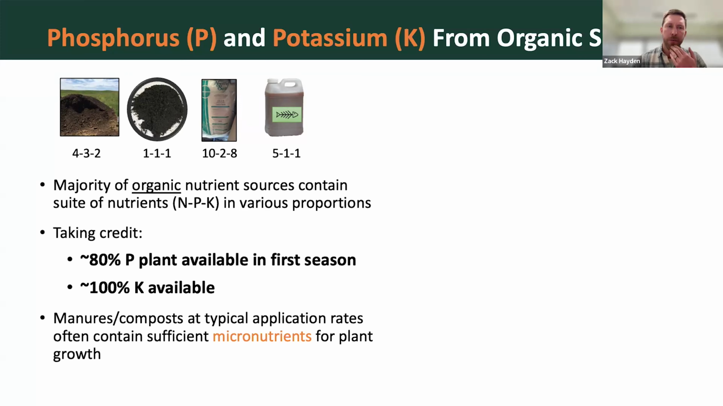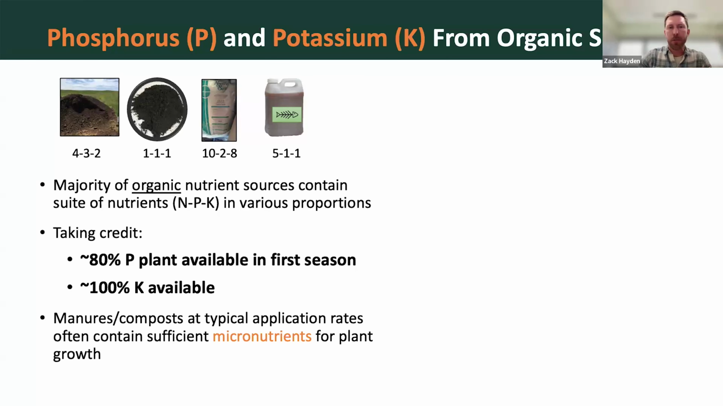Now, I threw up a couple common organic sources of fertility. So manure, compost, combination fertilizers derived from things like feather meal, and let's say a fish product that's a 5-1-1. So a couple key points I want to make when you're thinking about managing phosphorus and potassium recs.